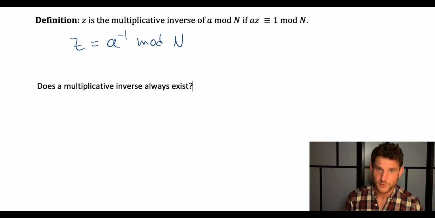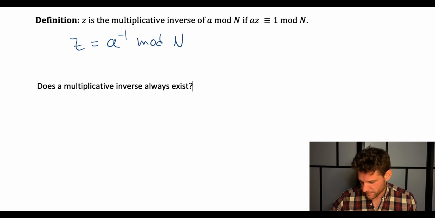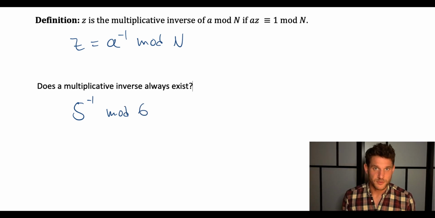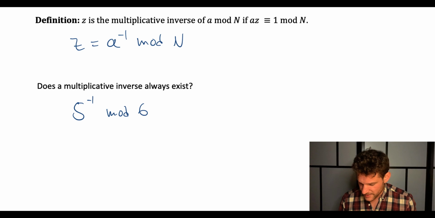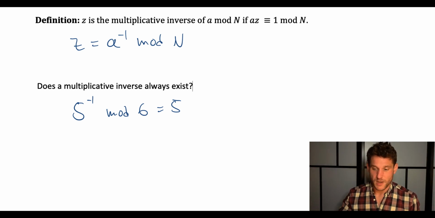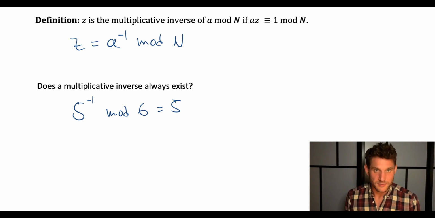So here's a good question. Does a multiplicative inverse always exist? Can we always take the inverse of a number mod n? Turns out the answer is no. Let's look at a good example. Notice that 5 inverse mod 6, how do I find an inverse mod 6? Well, it turns out that equals 5. Why? Because take 5 times 5. 5 times 5 is 25. That's 1 modulo 6, because 6 times 4 is 24, and 25 is therefore 1 modulo 6, right?